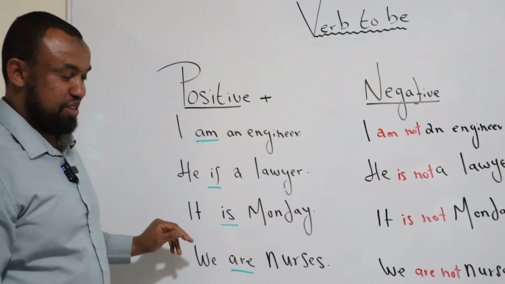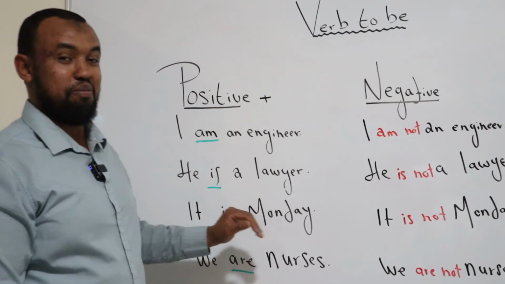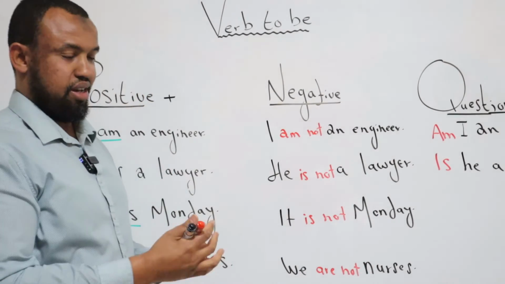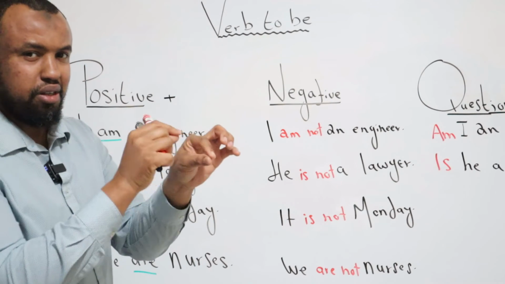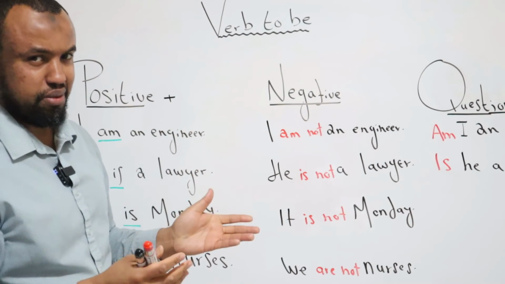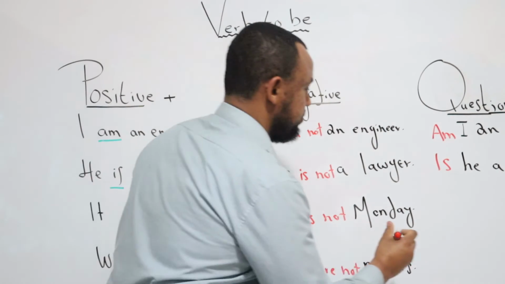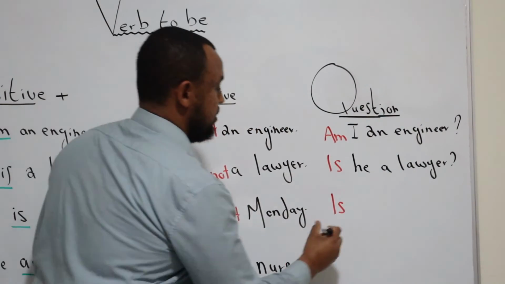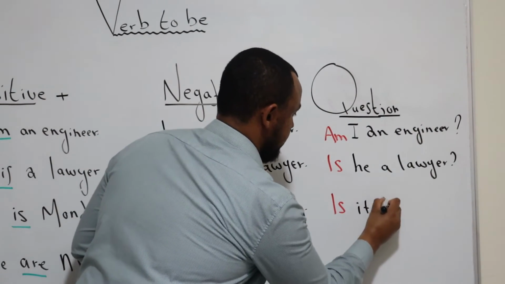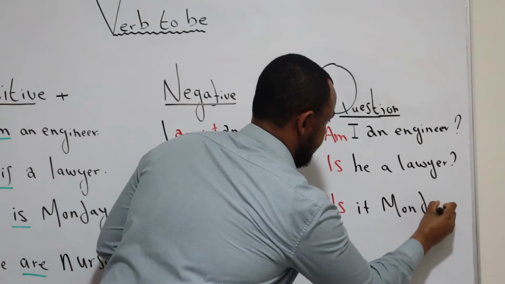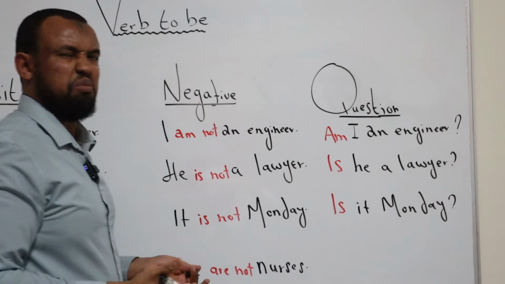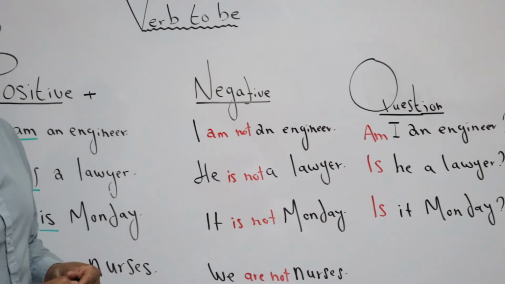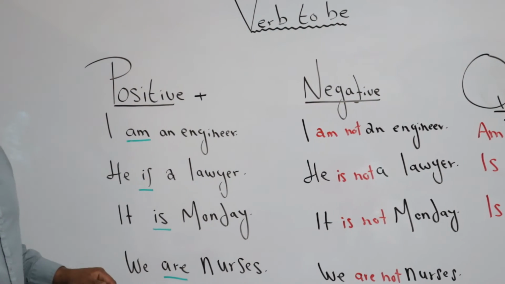All right, the next example. Positive, it is Monday. Negative, it is not Monday. Okay, how do we do the question? Once again, we got to look at the verb to be. What is the verb to be here? Is, right? Okay, so we start with is. So, is it Monday? Is it Monday? Okay. Maybe you're not so sure. Maybe it's Monday, maybe it's Tuesday, maybe it's Friday, right? You don't know.